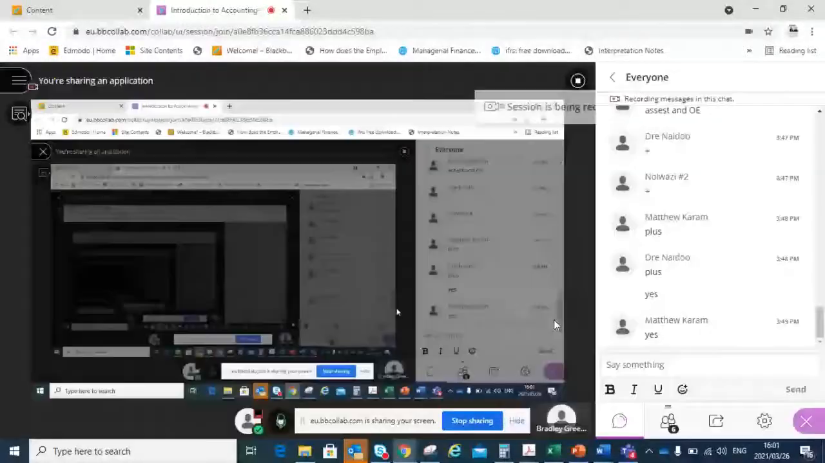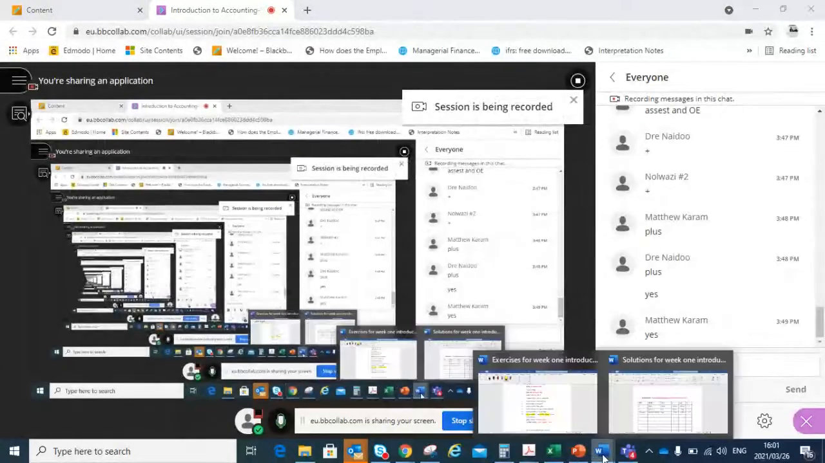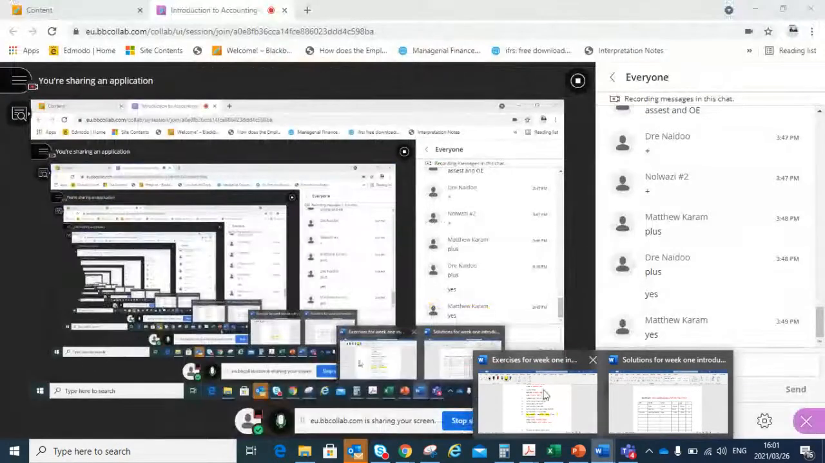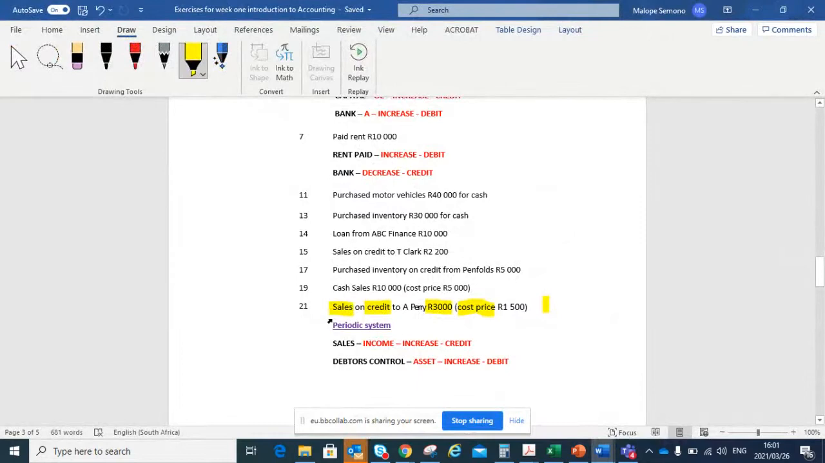Record first. Yes. Like I said, guys, before, remember, if you see the word sales like this, it means you sold inventory. Because I'm using the periodic system, I can only show the sales and how I sold.